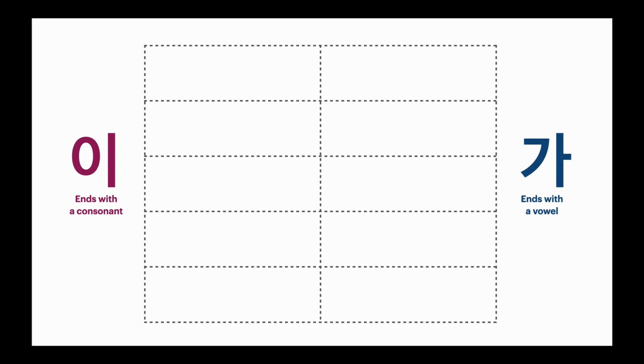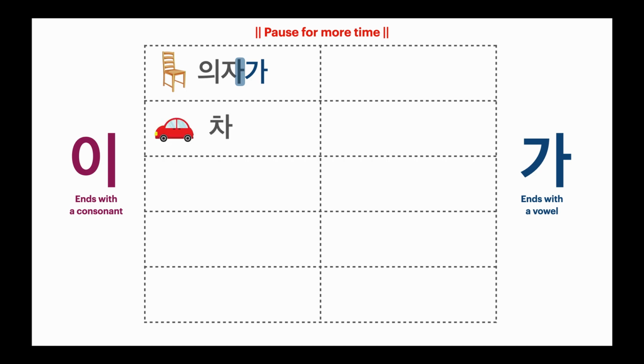I'll give you 10 nouns and I want you to add 이 to words that end with a consonant and 가 to words that end with a vowel. And there's no rush here, so take it as slowly as you need and pause if you need more time. Let's start with 의자. 의자가. 차. 차가. 물. 물이. 나무. 나무가.